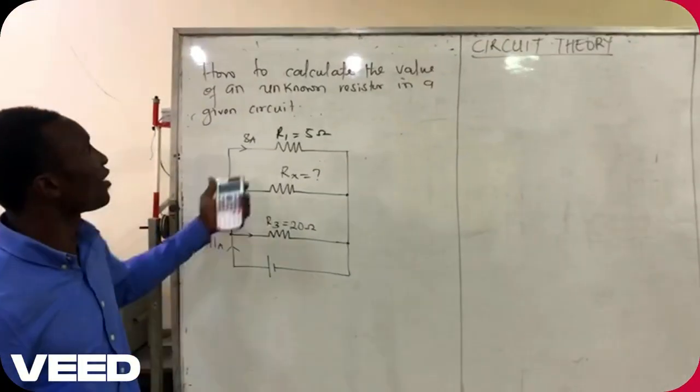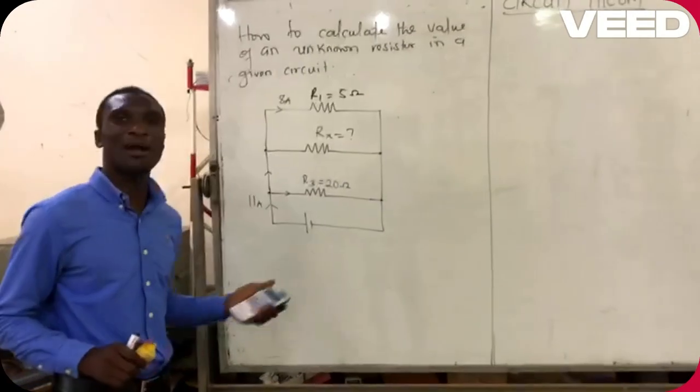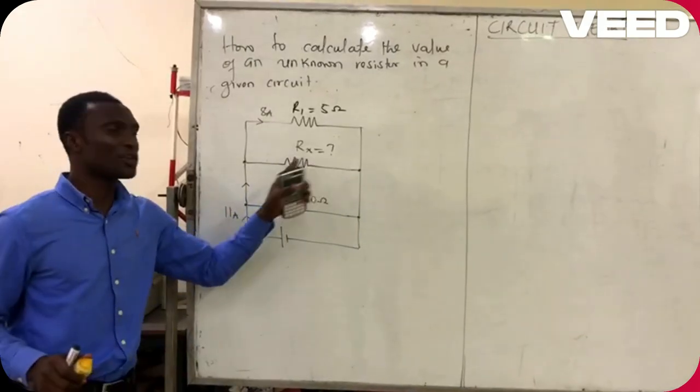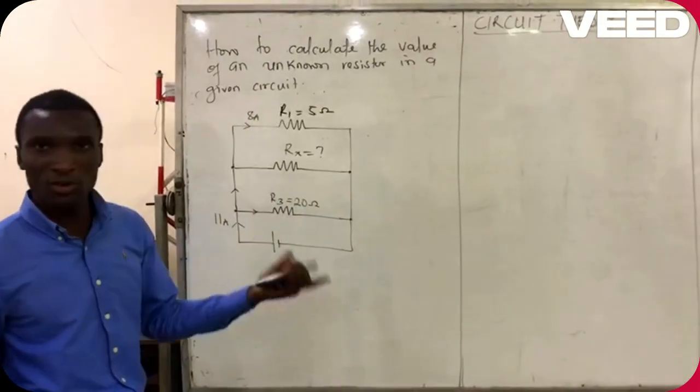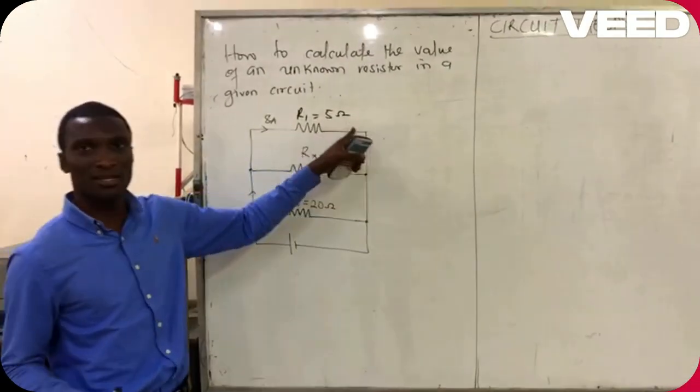We are looking at how to calculate the value of an unknown resistor in a given circuit. On the board, we have a parallel network. We have R1 with 5 ohms, Rx to be unknown, and R3 with 20 ohms. We have the supply current. We also have the current flowing across the 5 ohm resistor.